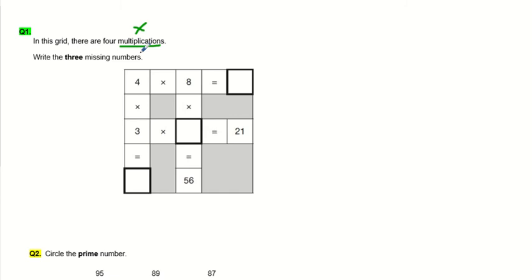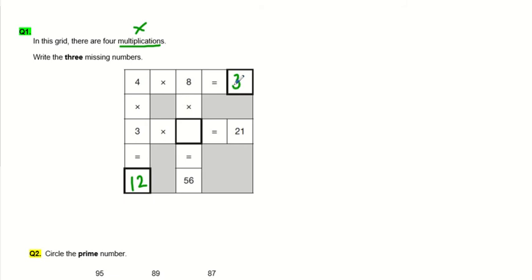So let's have a look at what I've got here. 4 times 8 equals something. 4 times 3 equals something. 3 times something is 21, and 8 times something is 56. Okay, well, I'm going to start by thinking what I know. This one is pretty straightforward. 4 times 3 is 12. I know that one.